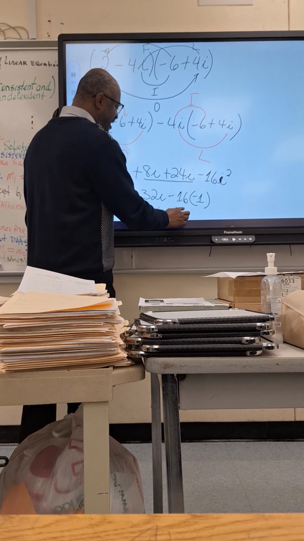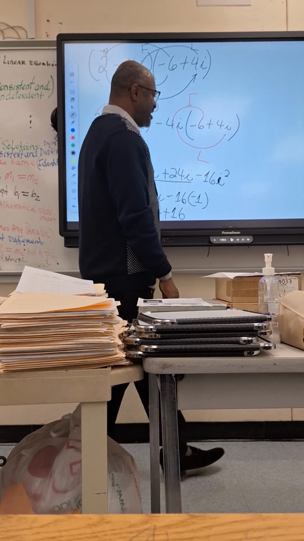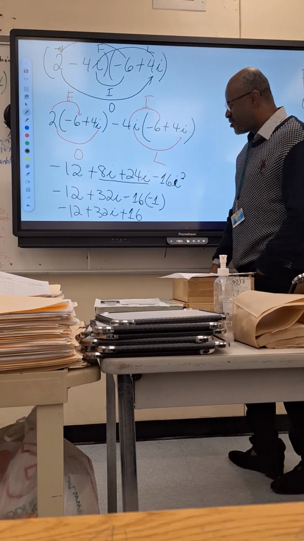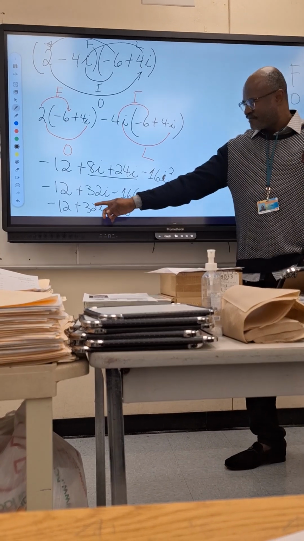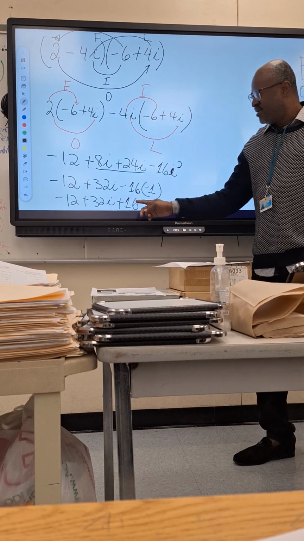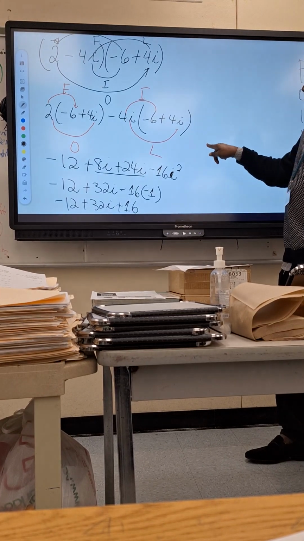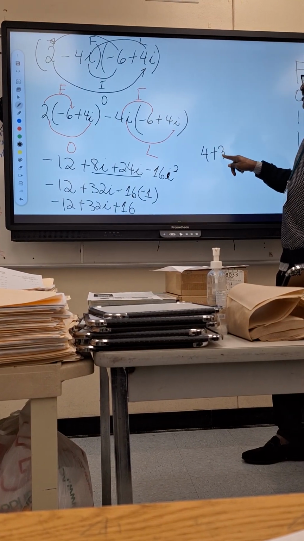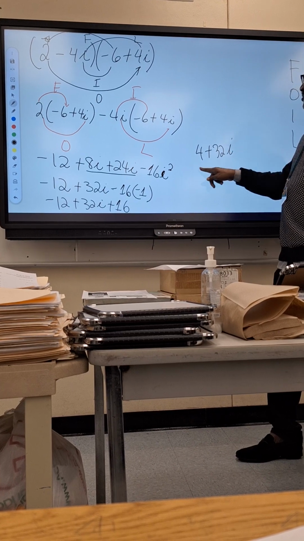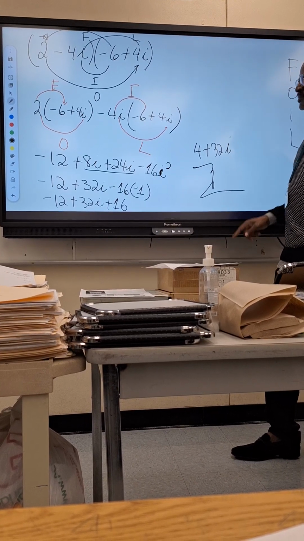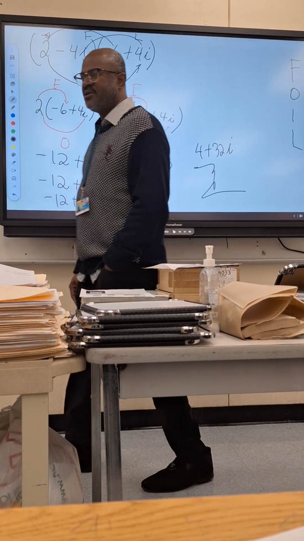So we have one last step again to simplify, then that will be your final outcome. Which are the like terms? -12 plus 16, that will give you 4. 4 plus 32i. Then you're done. Thank you.